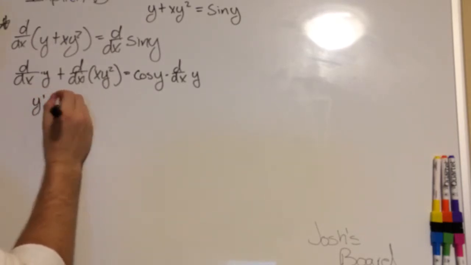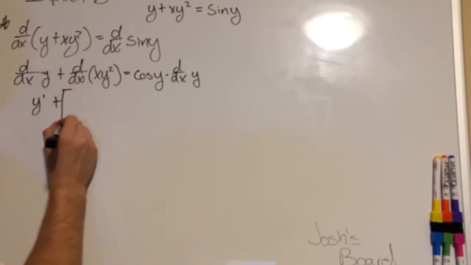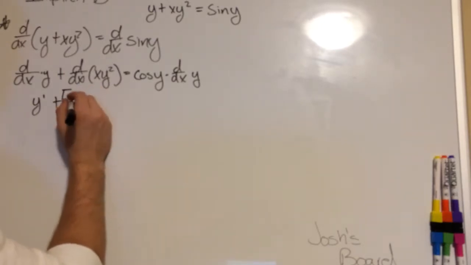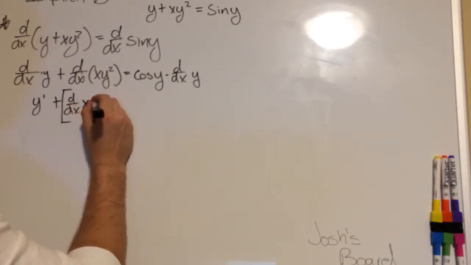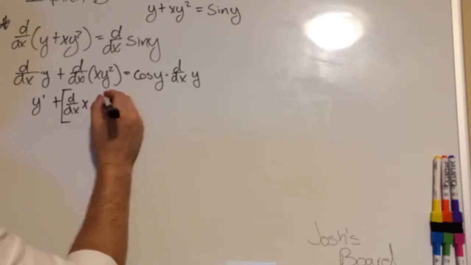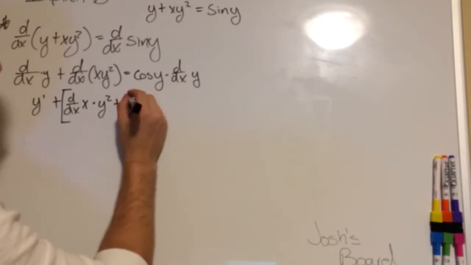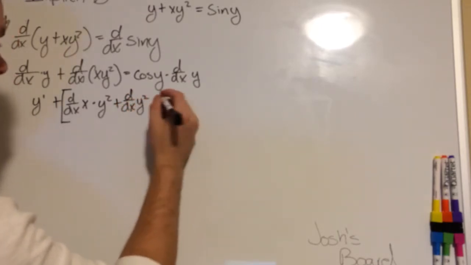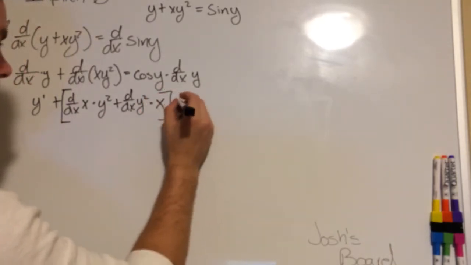So y prime plus the product rule. I'm going to write the product rule down. As the product rule states, the d/dx of f of x times g of x equals the derivative of f of x times g of x, here the d/dx of x times y squared, plus the derivative of g of x, which is going to be d/dx of y squared, times f of x.